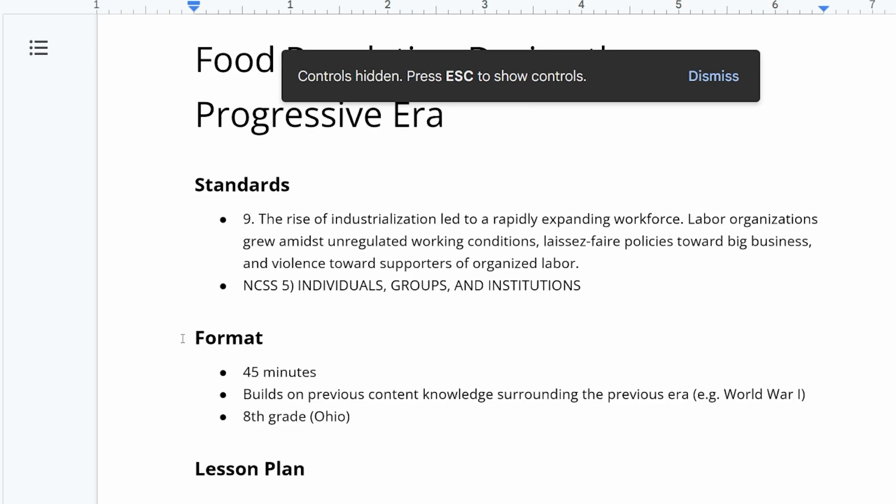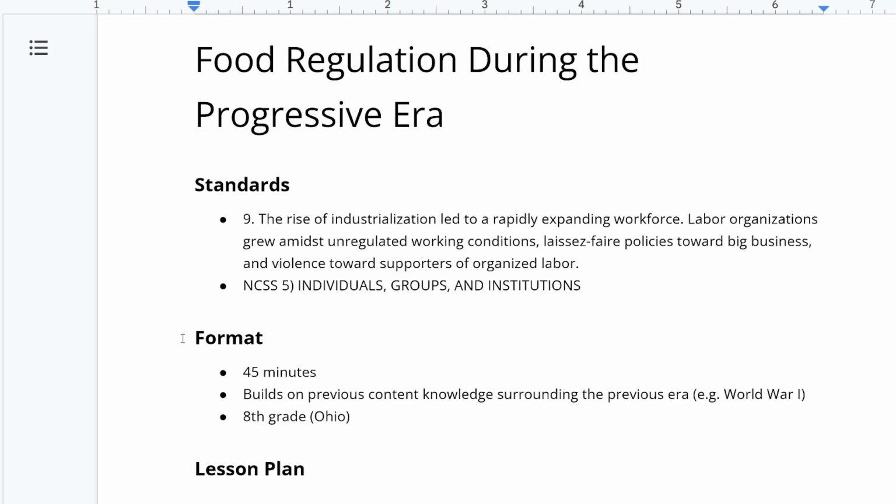Yeah. I also did regulation during the Progressive Era. Specifically, I did food regulation. So funny, I was gonna do that. I'm so glad I didn't.